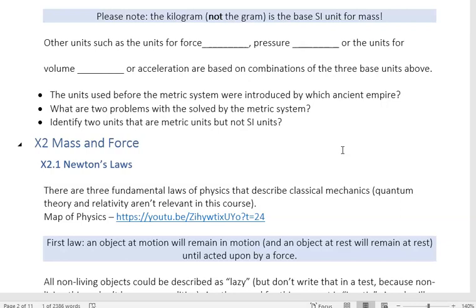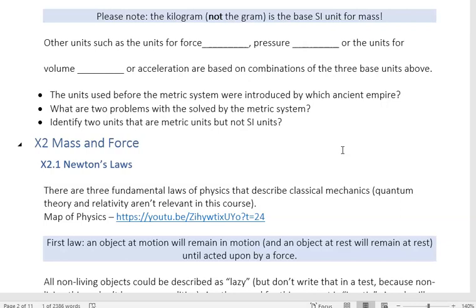Identify two units that are metric units but are not SI units. Hands up. Cool. Minutes and hours. Gram. Excellent. Liters is another one. Excellent.